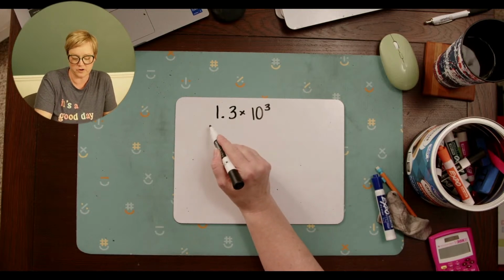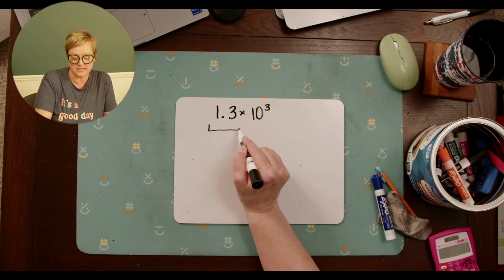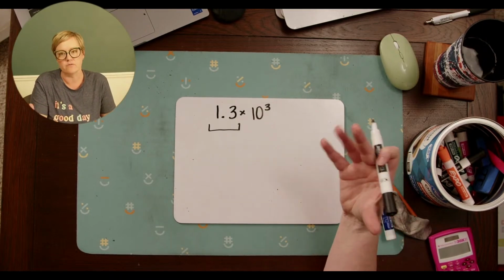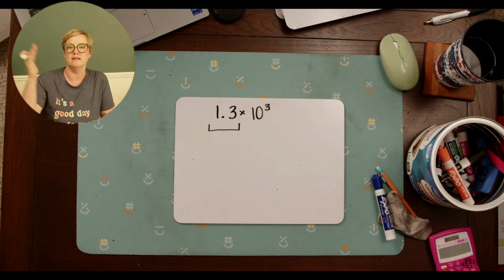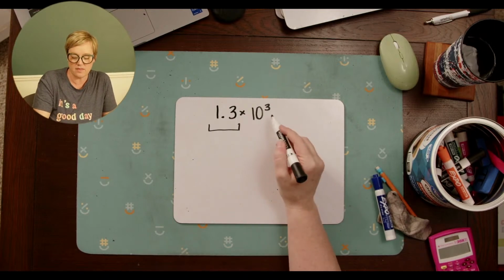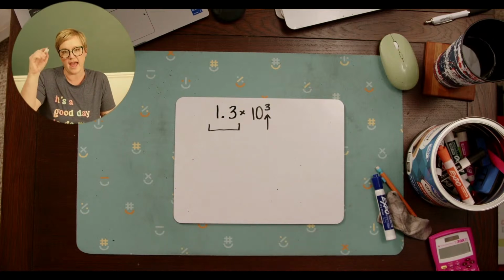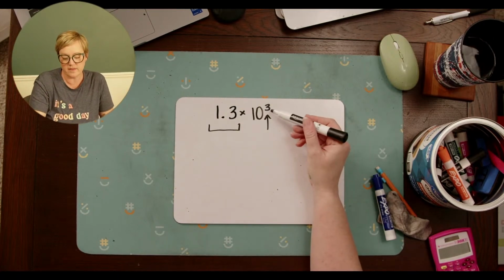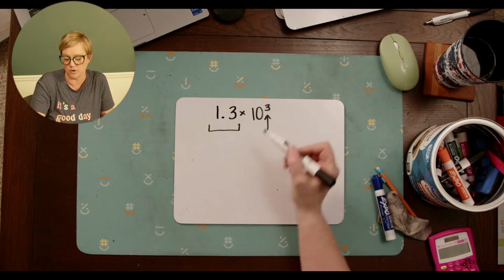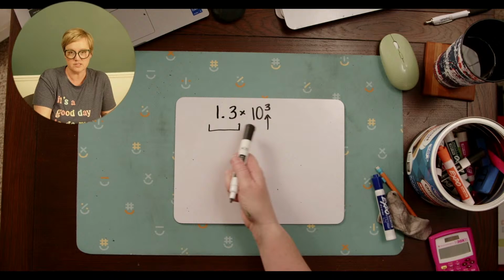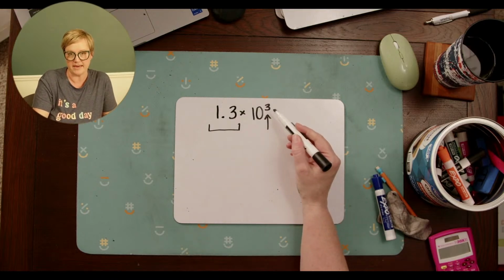This first number here needs to be between 1 and 9.9, so it needs to be greater than or equal to 1 and less than 10. And then the power of 10 shows you how the decimal moves. When this exponent is a positive number, we move the decimal to the right that many spaces.